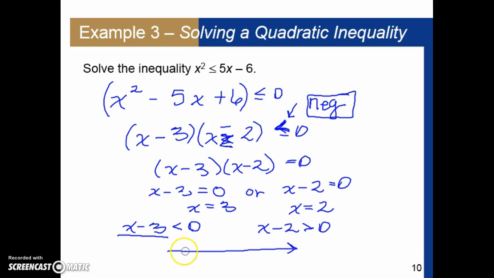Another good way to do this is to find your solutions where it equals 0. There's 2, there's 3. And then pick some samples, because we're not going to change negative or positive on this inequality anywhere along this end of the real number line, anywhere along this section of the real number line, or anywhere along that section. So pick some test values. 1 is a good test value. 2.5 would be a good test value, right? And 4 would be a good test value.